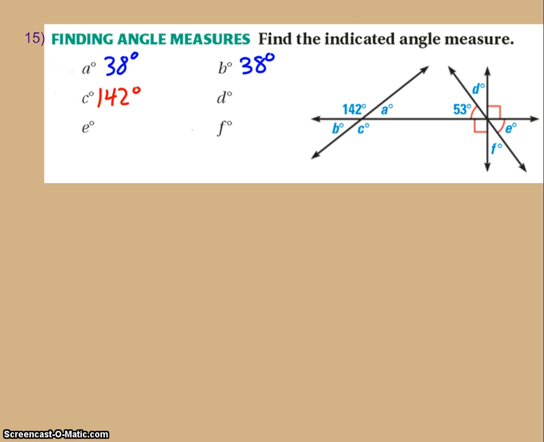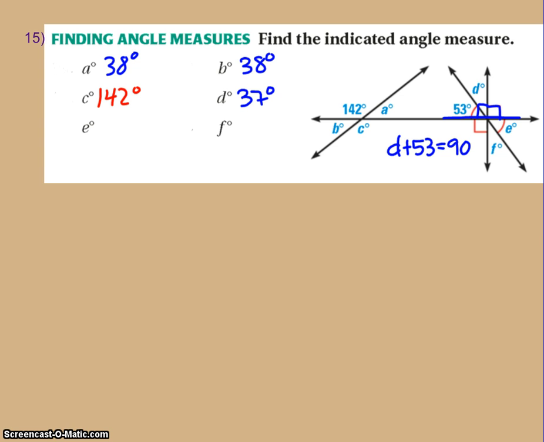Now we can go over and notice that F and D, whatever they are, are going to be equal to each other because they're vertical angles. But we also see here, since this is 90 degrees and it makes a straight line, we know that these two added together are 90 degrees. So D plus 53, those are complementary. They equal 90 degrees. That means that D is going to equal 37 degrees.